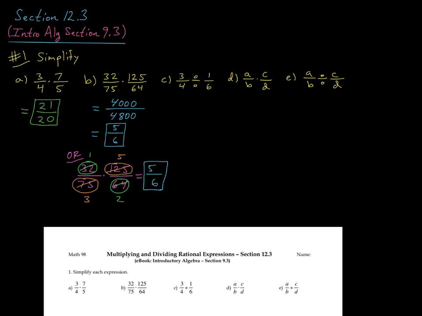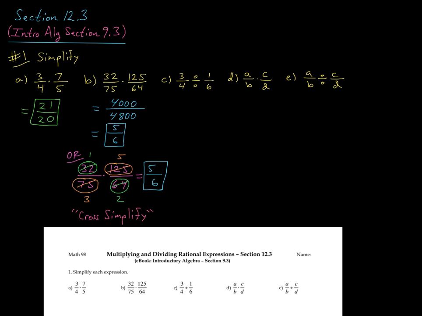You can imagine though, if these numbers are really big, it might be hard to spot a common factor. Okay, so this method here, by what we'll call cross simplifying, this is really going to help us. So I'll say this is cross simplify. Okay, cool.